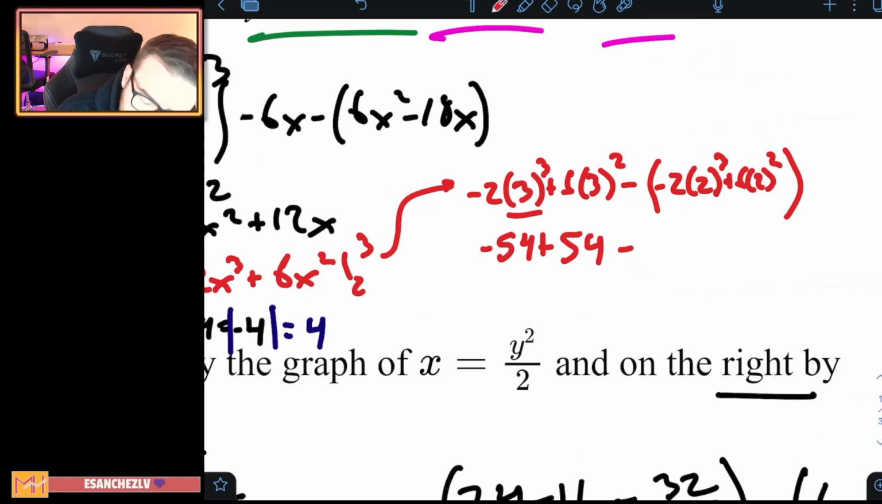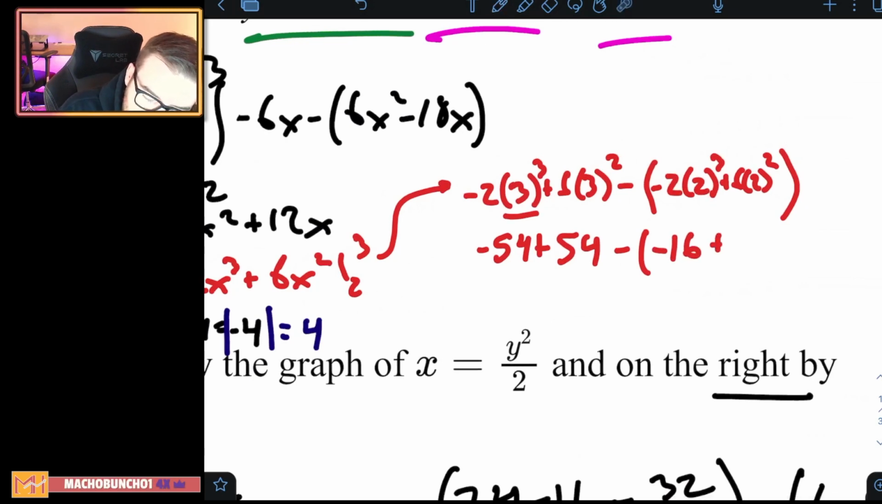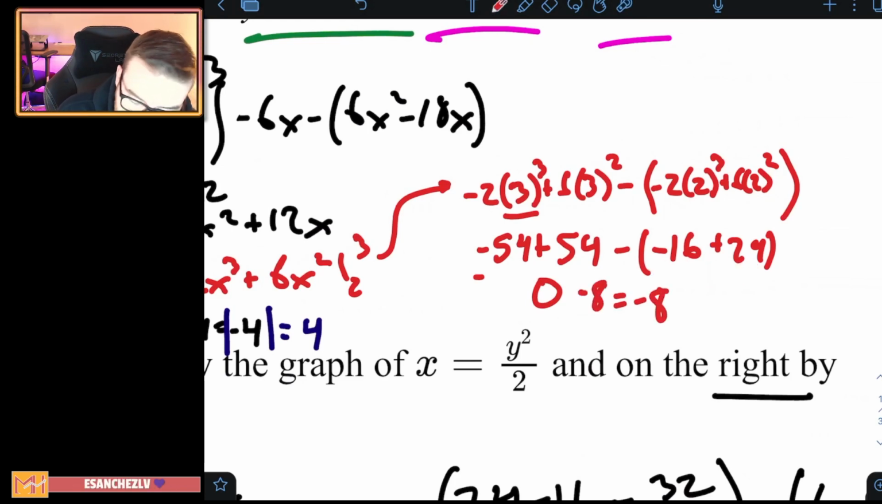Interesting. Okay, and then this is 2 cubed is 8 times negative 2 is negative 16, plus 2 squared is 4. 4 times 6 is 24. So this is just 0, interestingly enough. And then this is negative 16 plus 24 is 8. So minus 8. So that's negative 8.